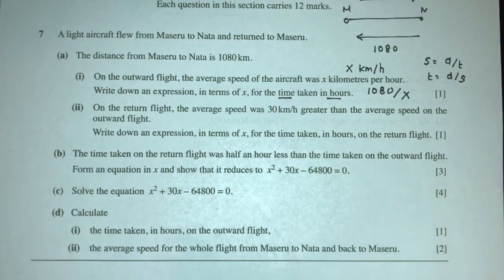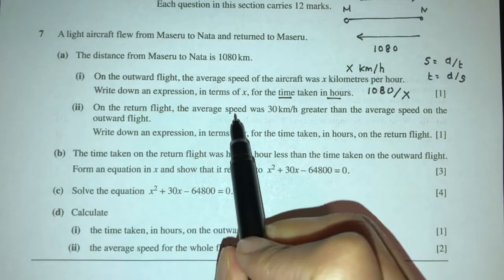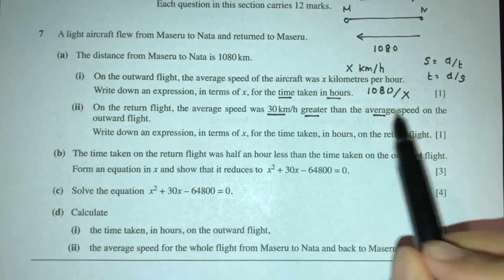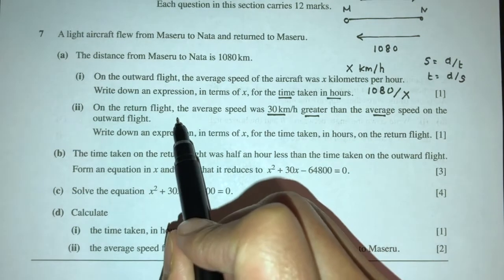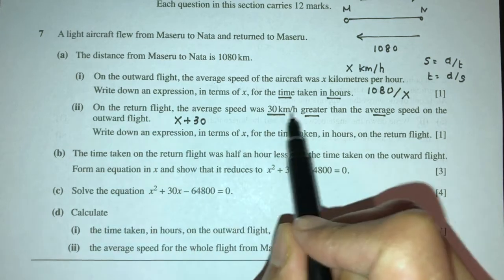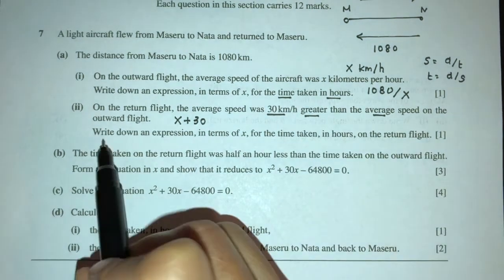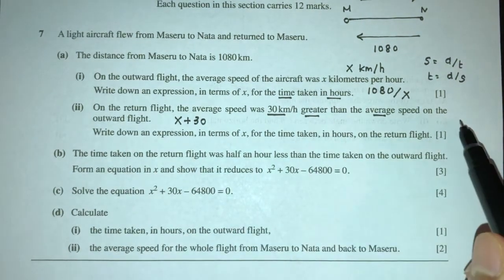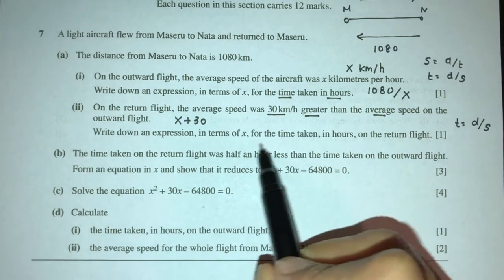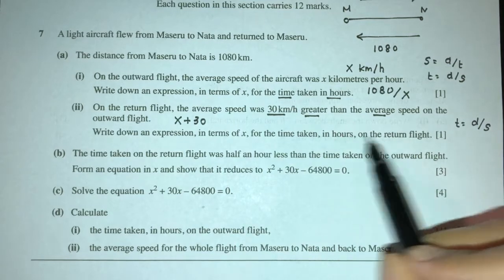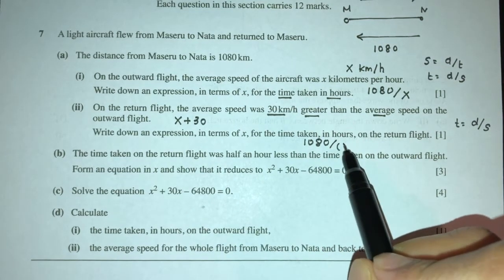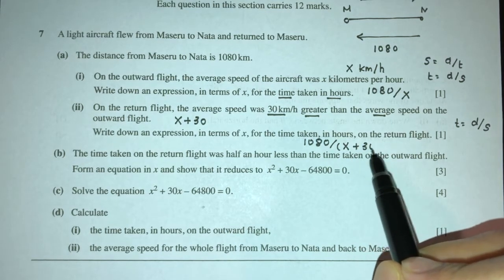Now for part 2, on the return flight, the average speed was 30 km greater than the average speed on the outward flight, which means the speed was x plus 30 because it was greater than. Okay, now again we have to find the time taken. So time taken will be distance divided by speed. So distance is 1080 divided by the new speed, x plus 30.